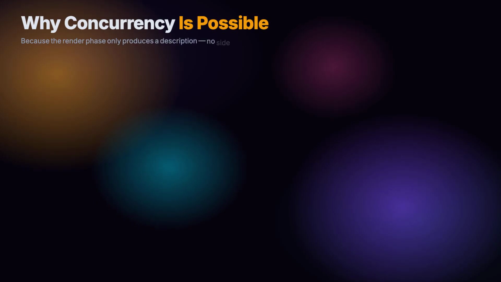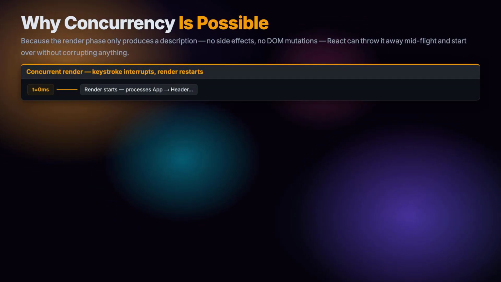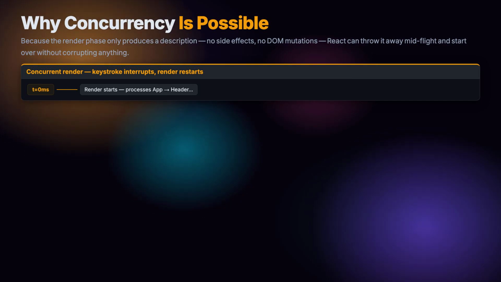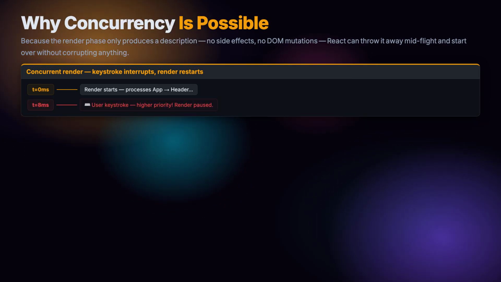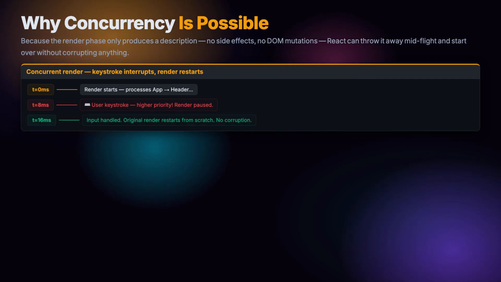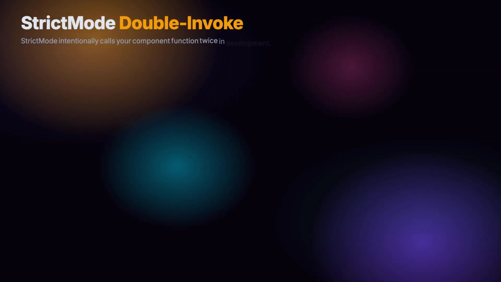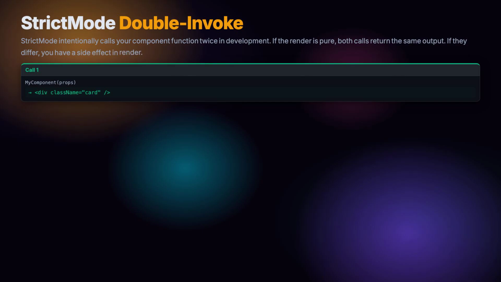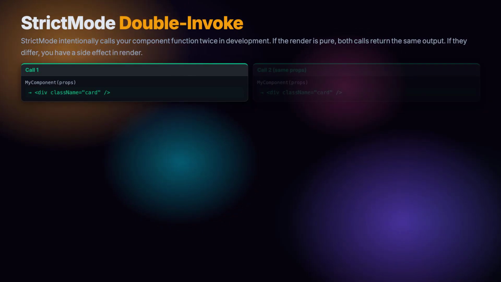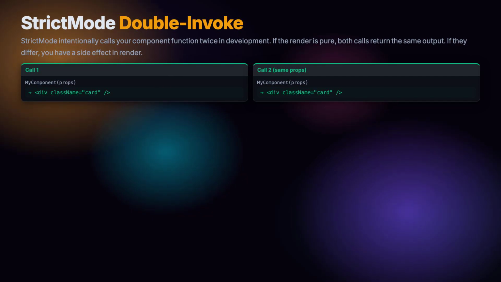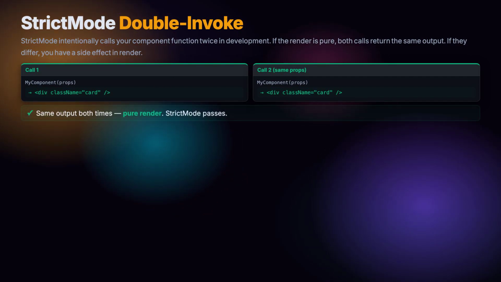This is what makes concurrent mode possible. Because the render phase produces no side effects, React can split it across multiple frames. A keystroke can interrupt an in-progress render. Let the urgent update run first, then resume where it left off. StrictMode exploits the same guarantee. It calls your render functions twice in development to catch hidden side effects. If your console log fires twice, that's why. I've had engineers file bugs about it. It's not a bug.